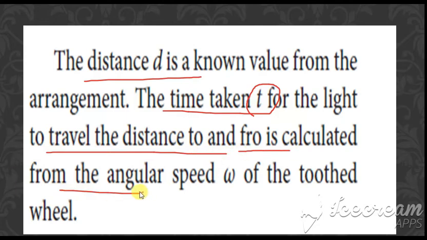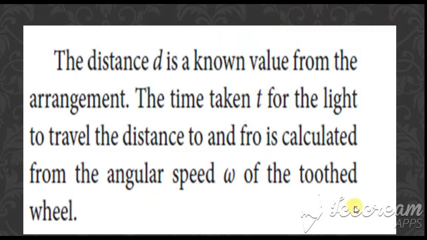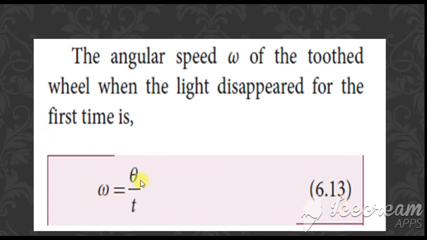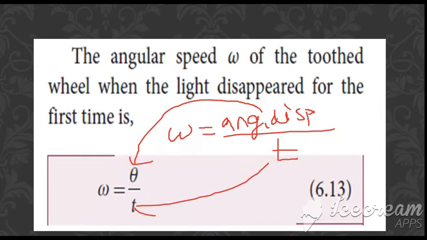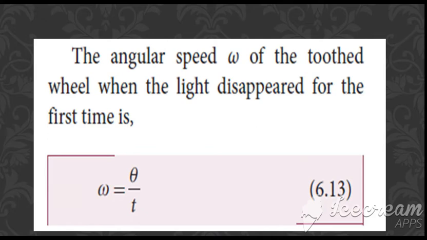fro, and the angular speed omega has been calculated from the wheel, because the wheel is being rotated, is it not? From that we can find the angular speed, and so we get the equation for angular speed, which is omega is equal to theta divided by t, because angular velocity is equal to what? Angular displacement divided by time taken, is it not? Here the angular displacement is denoted by theta, divided by t. So this gives your angular velocity.